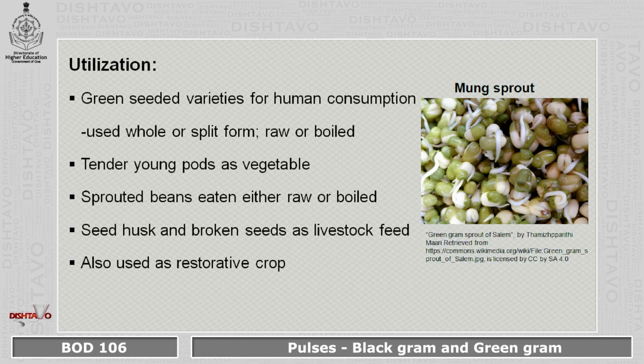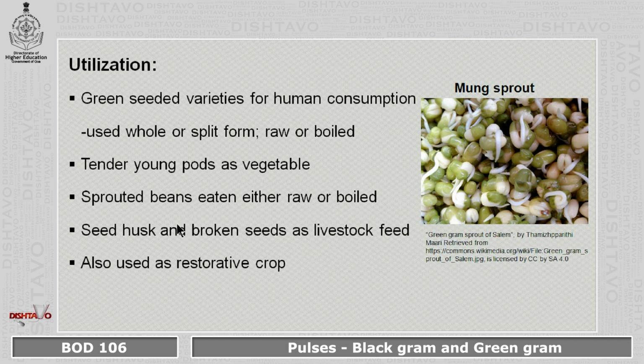About uses, they are very important. These green seeded varieties are used for human consumption, while the slightly golden colored ones are used for cattle. These seeds may be used whole or in split form. And the tender pods, in many places where it is cultivated, can be used as a vegetable.